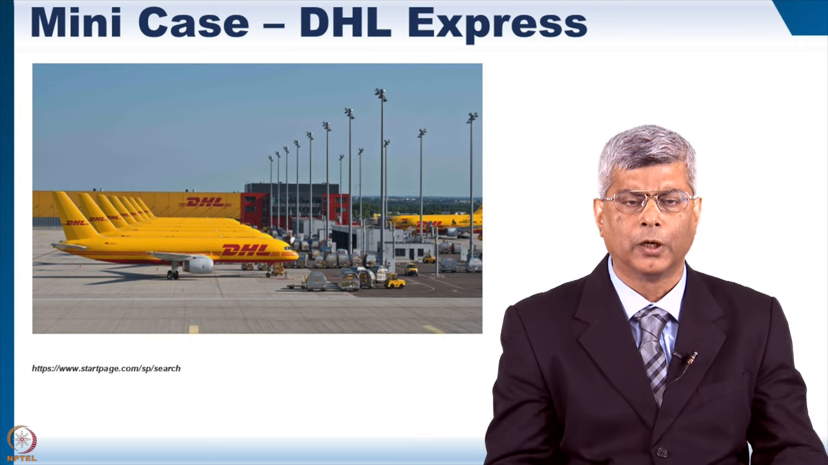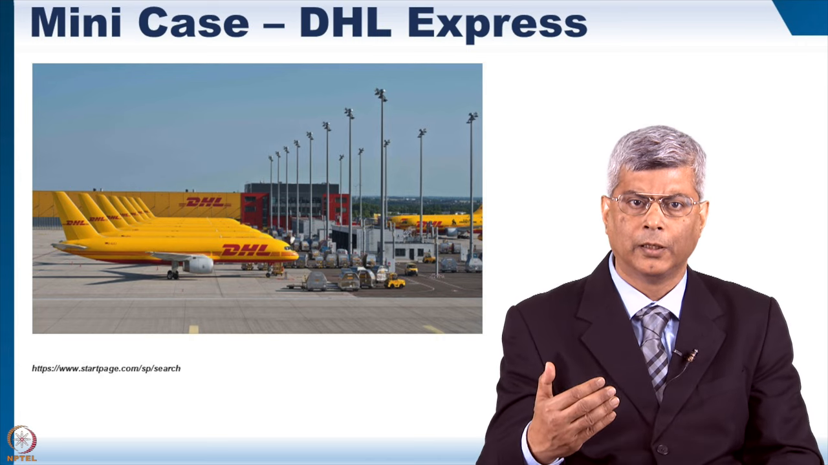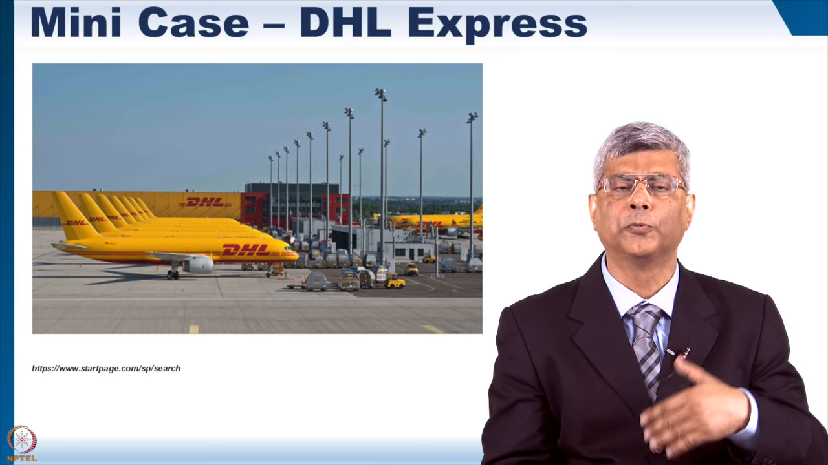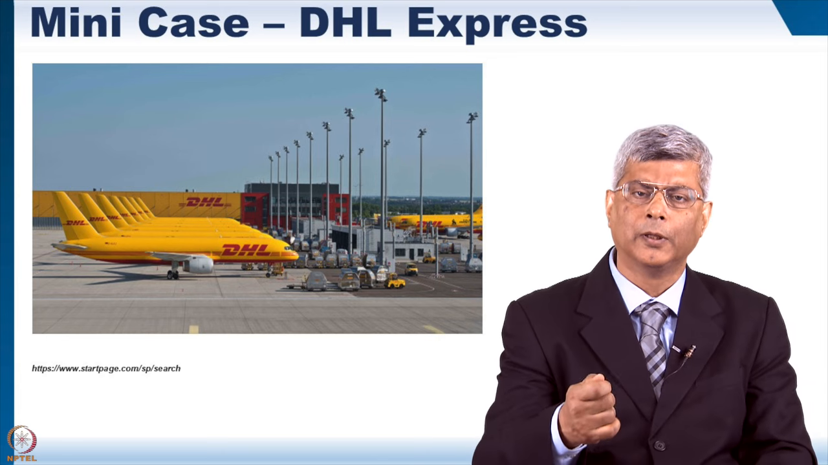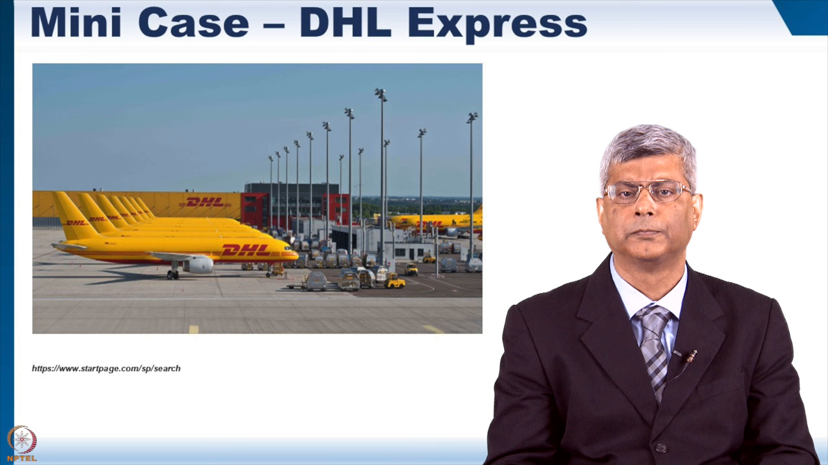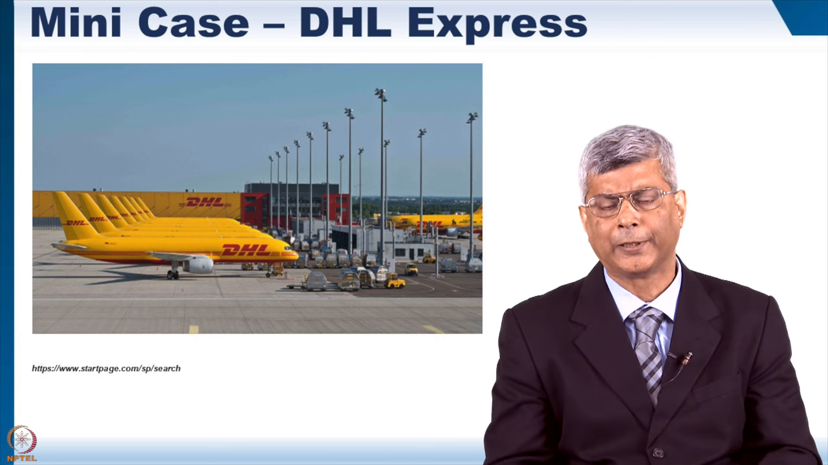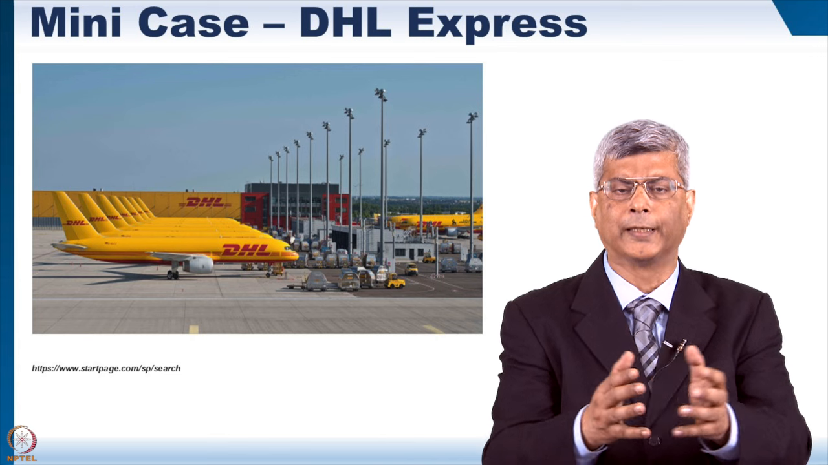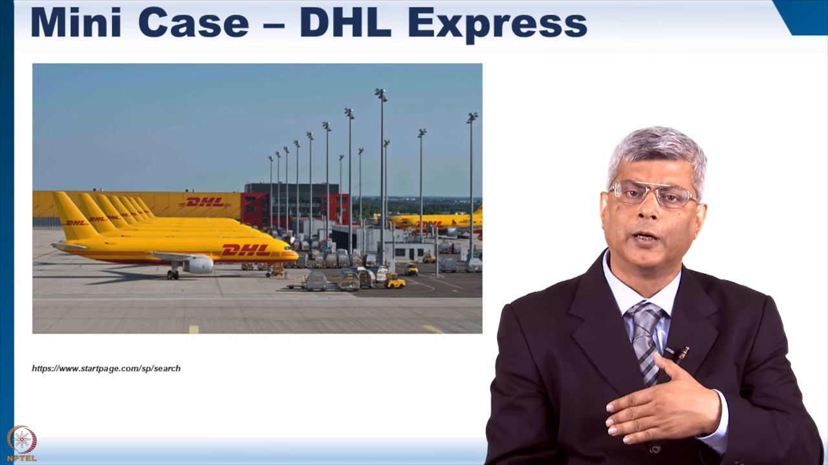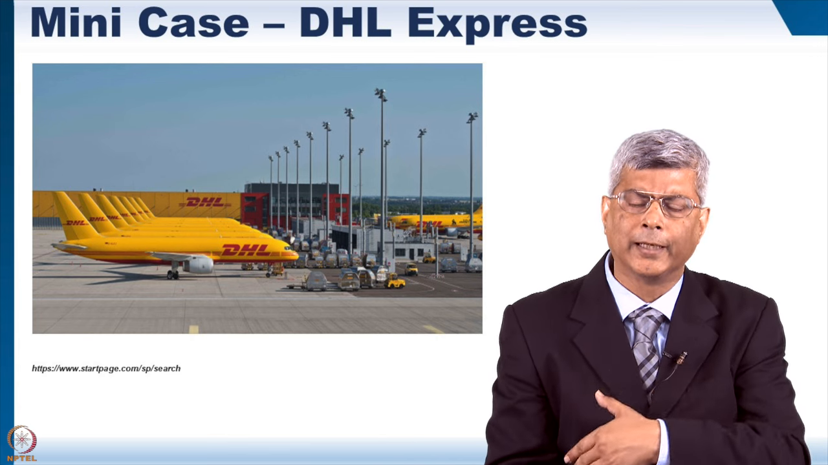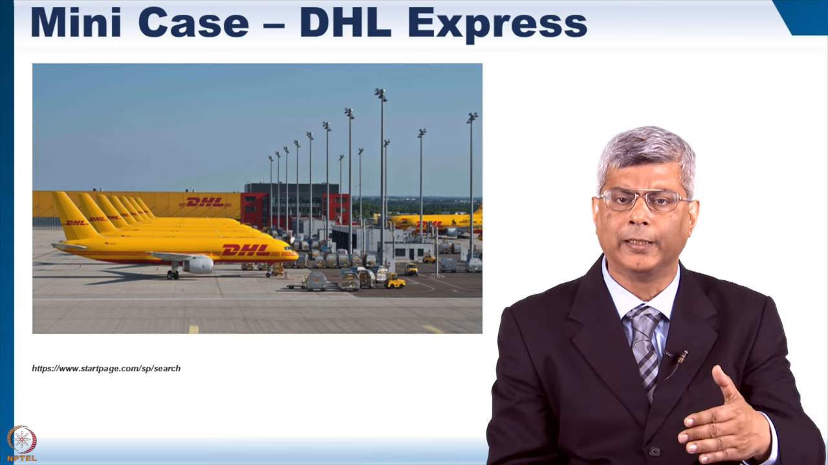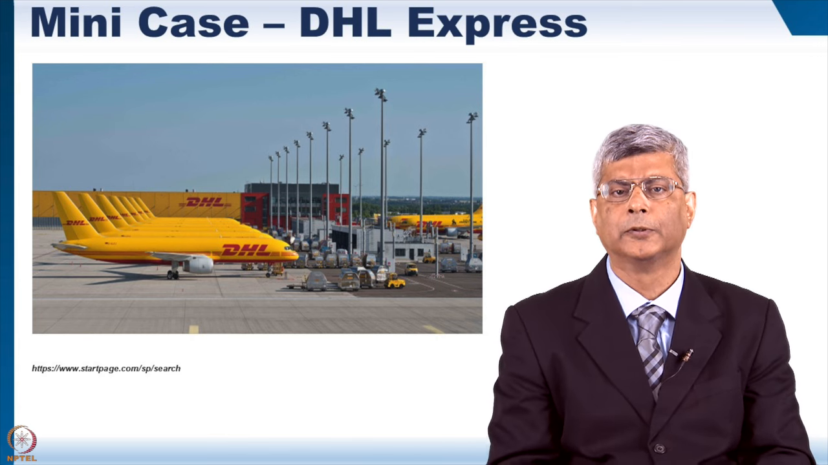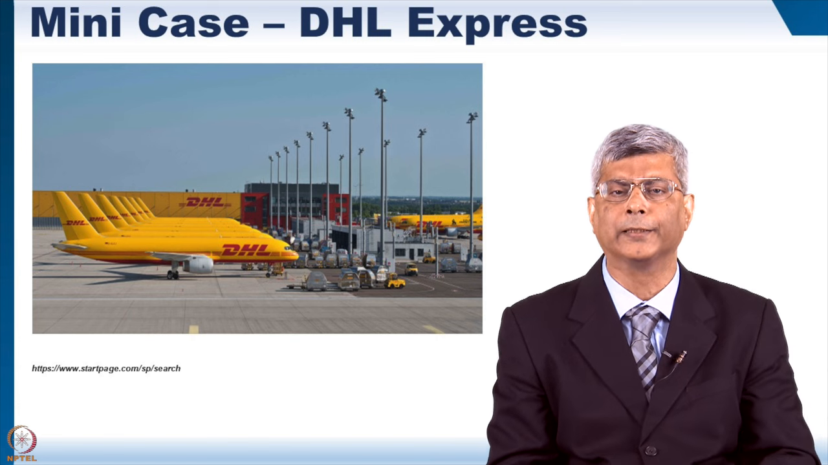So the core of service delivery of DHL Express is a fleet of vehicles. It could be planes, because remember, you could be shipping a product. It could be a visa application, some document, or a trade document, or a small parcel, a gift from, let's say, Bombay, Mumbai to Delhi, or Delhi to Chennai. You could be shipping it from India to US, or it could be going from US to Japan.